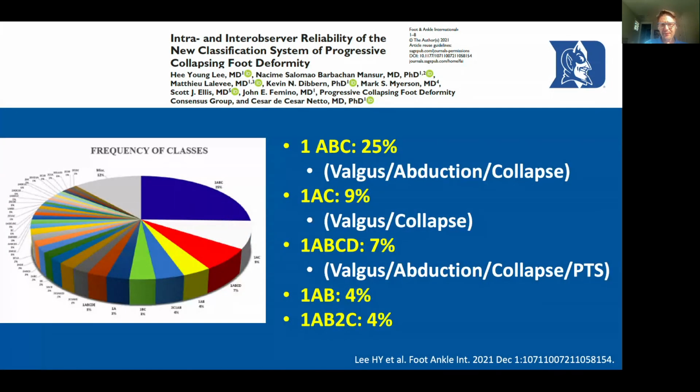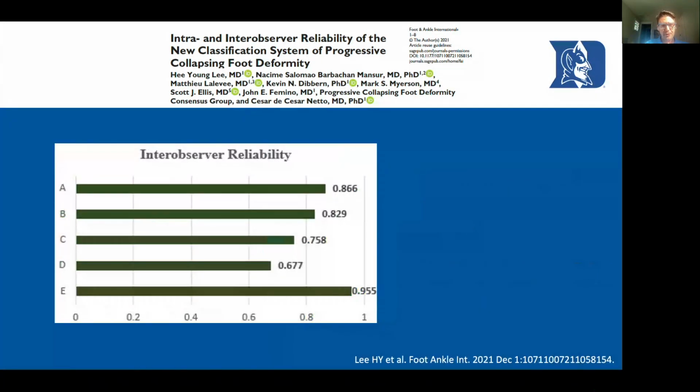In the combinations, we found that A1, B1, C1, or 1ABC, with valgus, abduction and collapse, was the most common one, followed by AC, that is valgus and collapse, and then followed by 1ABD, valgus, abduction, collapse, and peripheral subluxation. But again, the idea of this classification was never to be super high reliability. The idea was, if you tell me you have a 1ABC, doesn't matter where you are in the world, you would be able to understand what that person has in front of them.